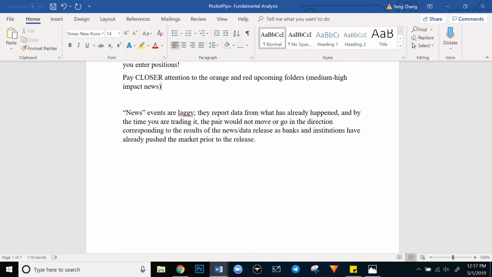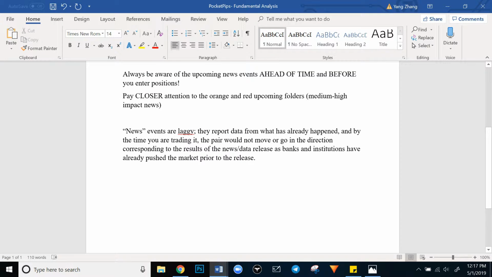Of course, you guys can always trade it. However, I do not go about trading that way. That is not my trading plan. And it says, by the time you're trading it, the pair will not move or go in a direction corresponding to the results of the news data. So what does that mean? That means if, let's say, the USD news is positive and you are expecting USD to go down, which basically means in favor of the quote currency, which is USD. Okay, go down in favor of USD.